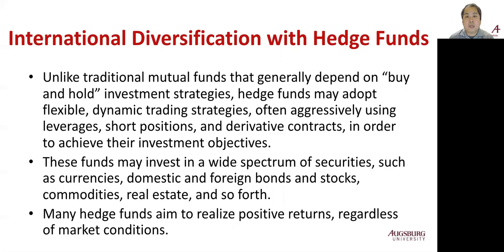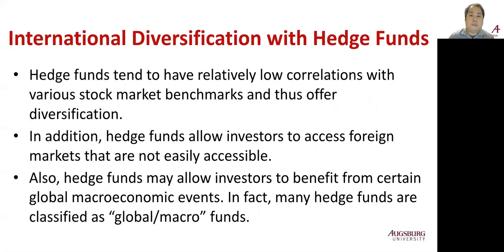So many hedge funds tend to realize positive returns even though the market is bad. So it tends to have relatively low correlation with various stock market benchmarks. So that also offers diversification. In addition, hedge funds allow investors to access foreign markets that are not easily accessible. For example, JP Morgan, the investment bank, provided access to the Jayhawk China fund, a hedge fund investing in Chinese stock not readily available in the United States market. So you can access the Chinese market using these hedge funds.